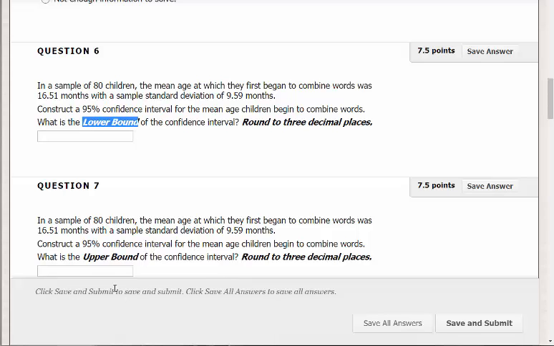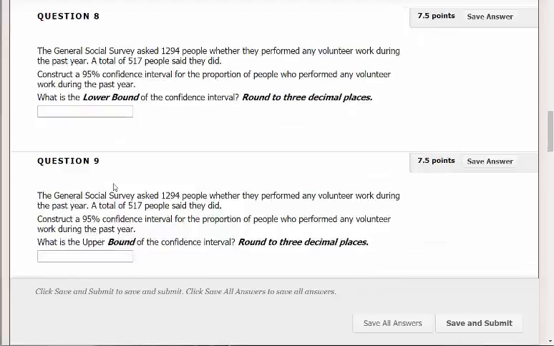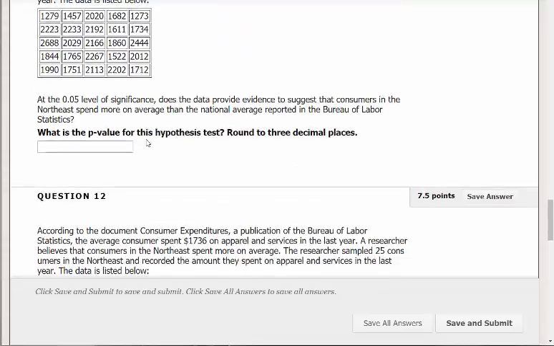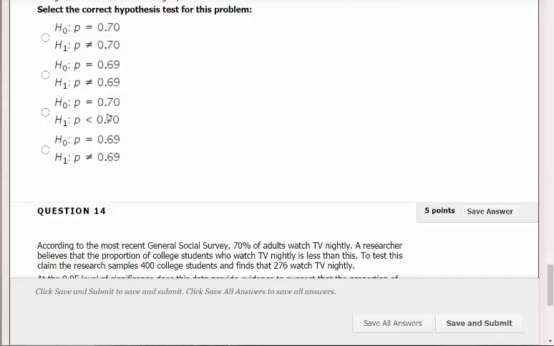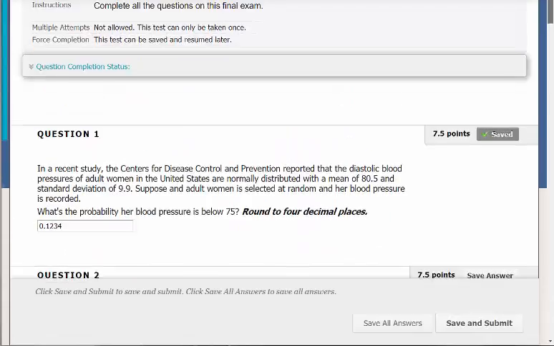For the confidence interval questions, you're going to notice that it's going to ask you for the lower bound and then the upper bound of the confidence interval. So use your calculator to construct the confidence interval and then put the lower bound here and the upper bound here. And so on. There's one problem that involves inputting data into your calculator, so you should refresh on how to do that. And you can see there's 2 hypothesis testing questions. Let me quickly go through them.